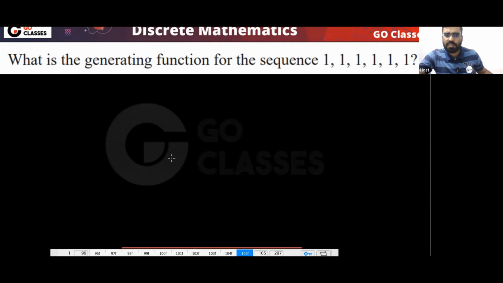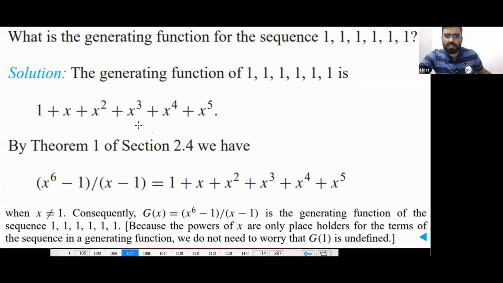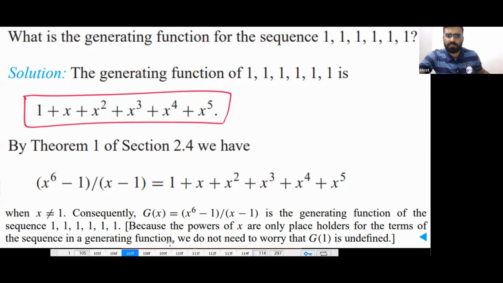So what is the generating function for this sequence? Is this a finite or infinite sequence? This is a finite sequence, so the remaining terms are 0, 0, 0, 0. So the generating function will be this. You can notice this will be the generating function.